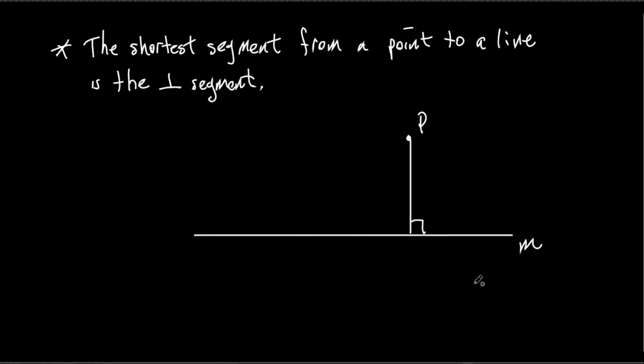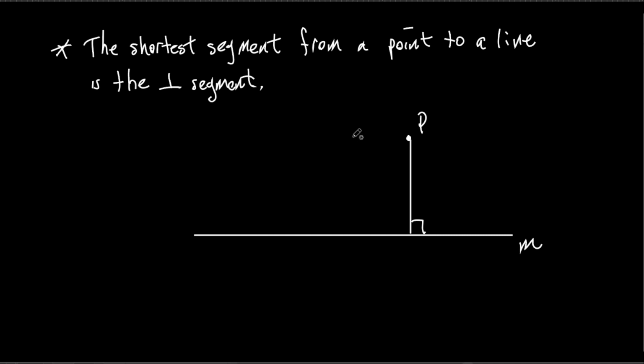That's basically what the altitude is, isn't it? Remember we talked about an airplane flying across, and they say your altitude is whatever. What are they measuring? They're measuring from the plane straight down, which is perpendicular to the earth. So that is the shortest segment.